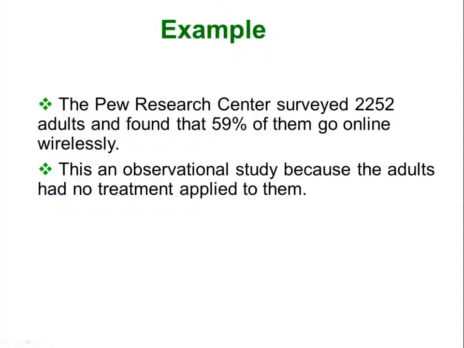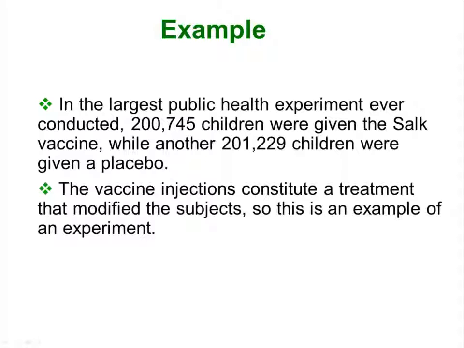Here's an example of the Pew Research Center surveying a bunch of people and finding out how many of them go online wirelessly, and that's just an observational study because all we're doing is collecting data about a bunch of objects and we're not actually manipulating them or affecting them in any way. Whereas this is an example of an actual experiment because children were given a placebo and other children were given the Salk vaccine and seeing if there was a difference in, I believe, polio.